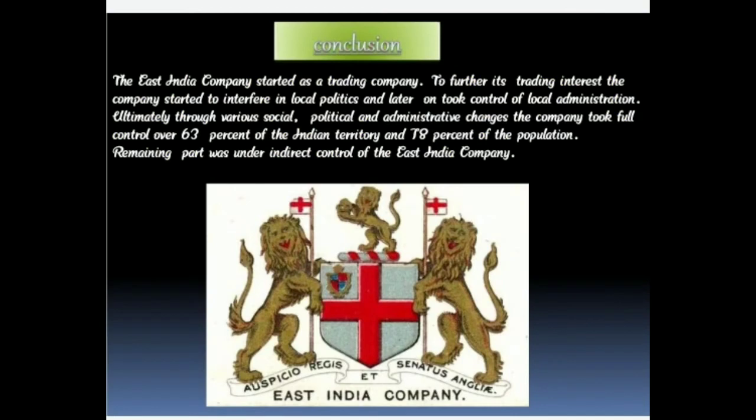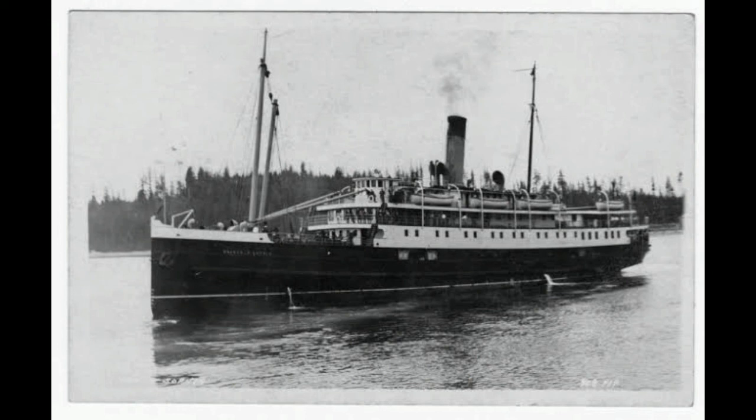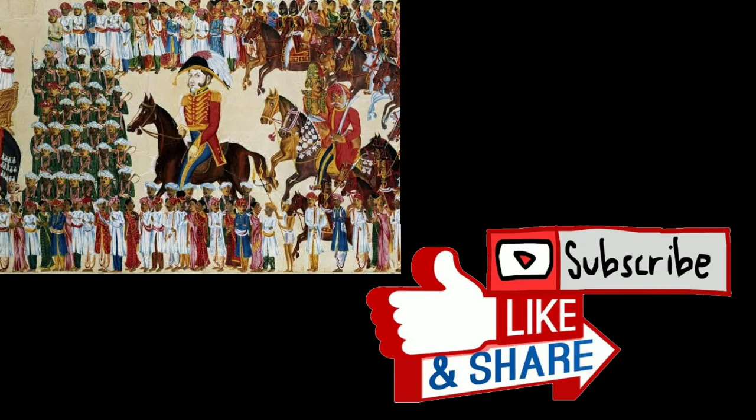Finally, we have come to the conclusion of this chapter. The East India Company started as a trading company. To further its trading interests, the company started to interfere in local politics and later on took control of local administration. Steam technology came in the early 19th century. Steamships reduced the journey of 6 to 8 months to 3 weeks. By 1857, the company directly ruled 63% of the territory and 78% of the population. We have come to the end of this chapter, From Trade to Territory.